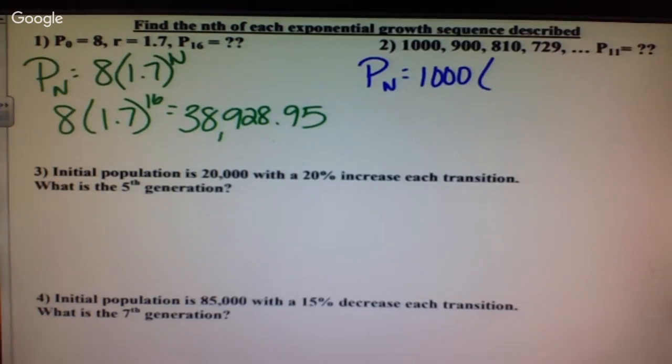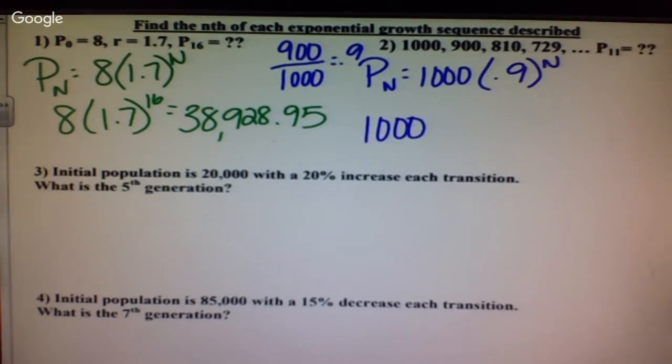100. No. Don't we have to subtract that number by the number? You divide it. This is geometric, so we need to divide. So you would do 900 divided by 1,000, which is 0.9, raised to the n. You see that? And again, this time they want the 11th number in the sequence. So we plug in 11.